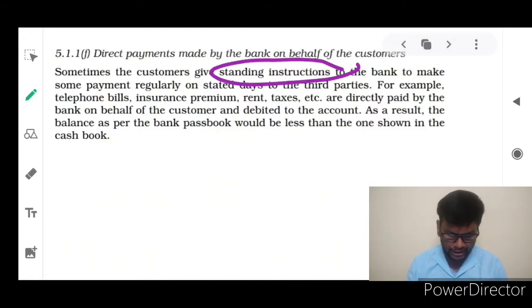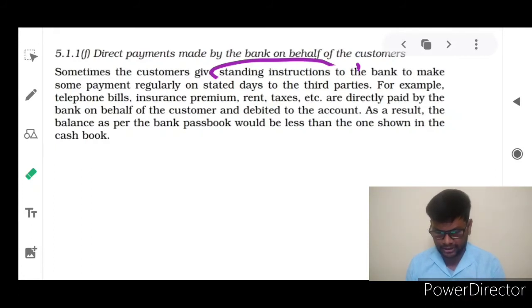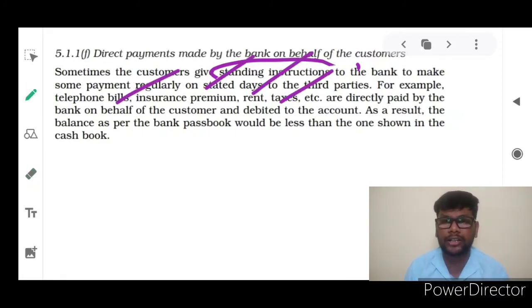Standard instructions: if you have already given instructions to the bankers to make payments regularly on stated days to third parties, for example telephone bill, insurance premium, rent, taxes, etc. Since you already gave these instructions to the bankers, you don't need to ask me each and every month on particular days whether I can pay. If it is the 31st of every month, you pay my rent and you pay my telephone bill. So how much does it come to?